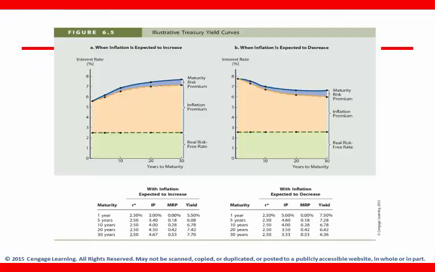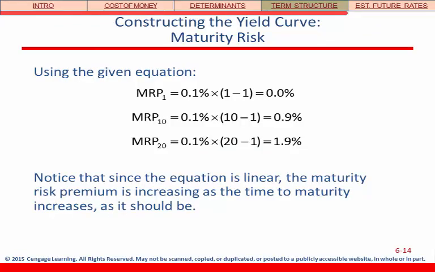So here in figure 6.5, I don't want to confuse you too much. What I want you to see here, though, is that you've got a base real risk-free rate, and then a big chunk of the yield curve is going to come from that inflation premium, and then a smaller part is going to be from the maturity risk premium, and that's really all I want you to see here. So let's look at an example with the maturity risk equation.